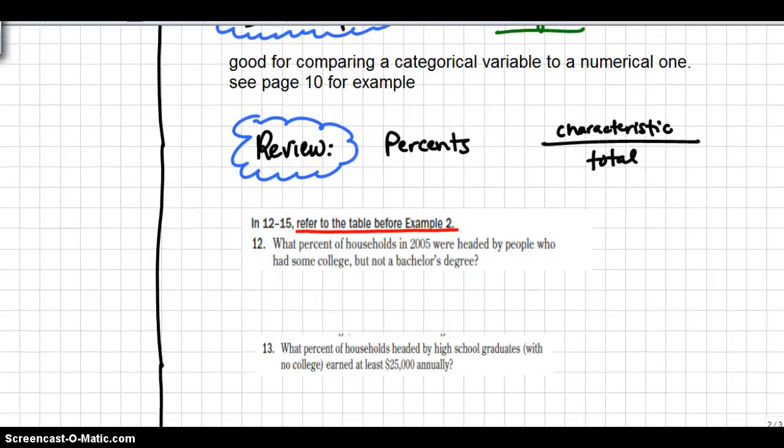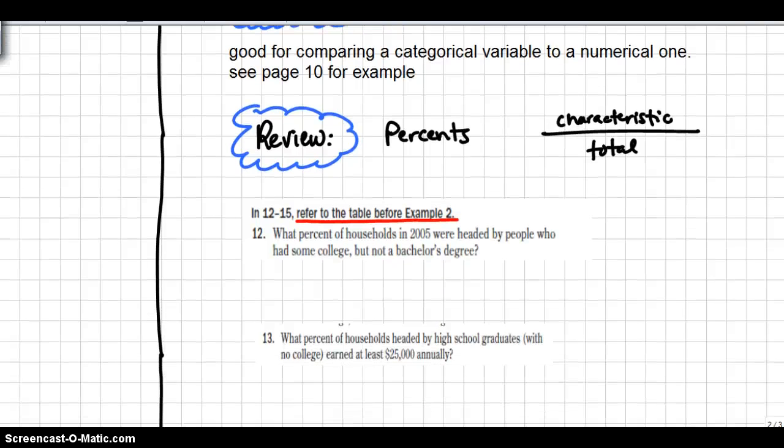In the homework assignment, there are several questions that assume that students remember how to do a percent. When you're trying to find the percent of something, take the thing that you're trying to study, or the characteristic or the variable, and divide it by the total for that item. You'll get a decimal answer, and then you'll just move the decimal point 2 places to turn it into a percent.